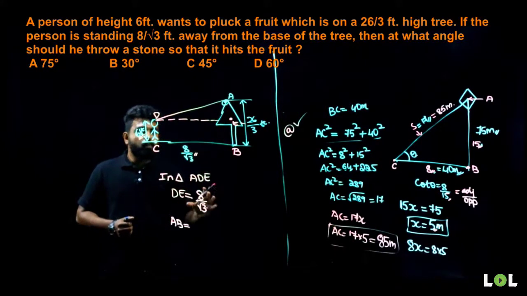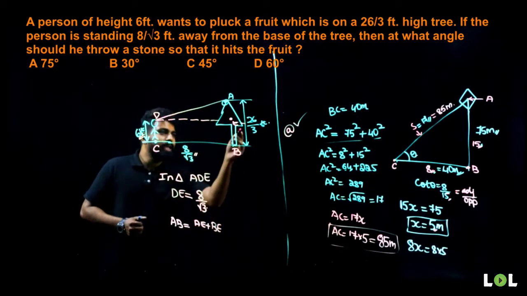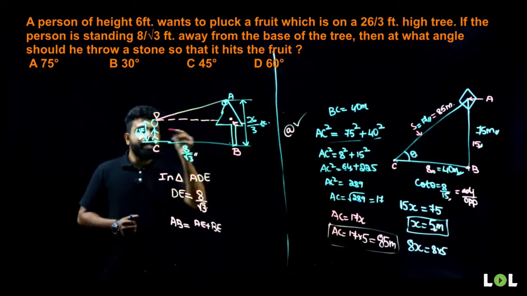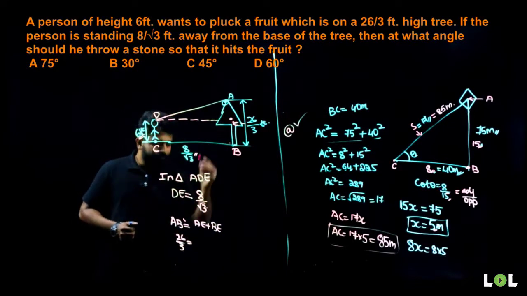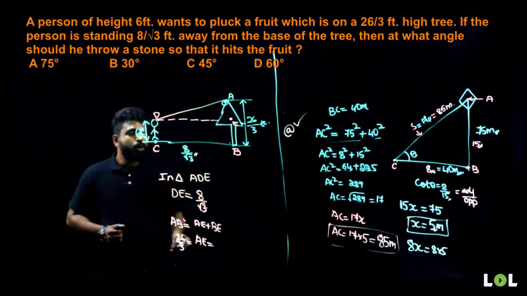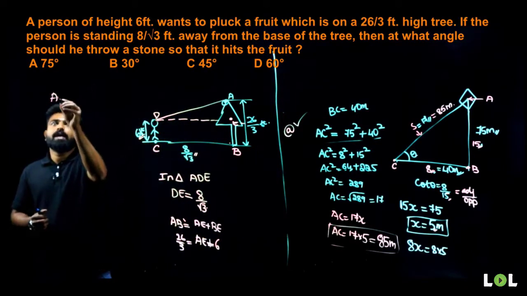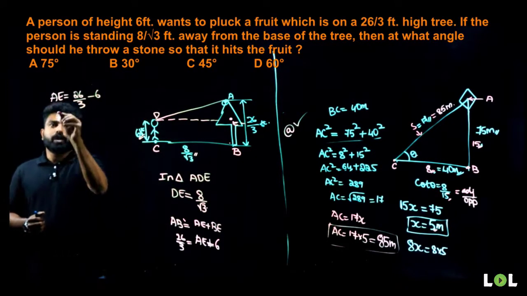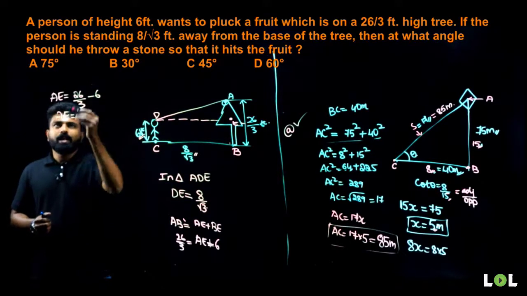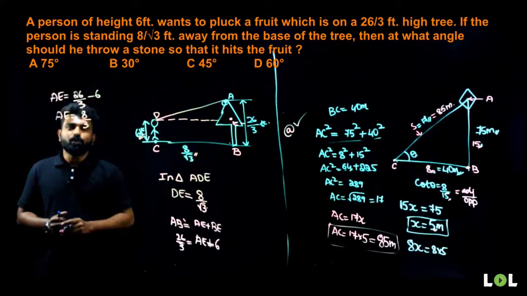But in this triangle, what is there? We have AE and not AB. So, how do we find out AE? AB will be equal to AE plus BE. We know that BE is 6 feet. So, AB is 26 by 3 feet. That will be equal to AE, which we don't know. We need to find that out. That will be plus BE. BE is 6 feet. So, now what will be the value of AE? AE will be equal to 26 by 3 minus 6 feet. So, 3 sixes are 18 and this is 26. 26 minus 18, that's nothing but 8. 8 by 3 will be equal to AE.